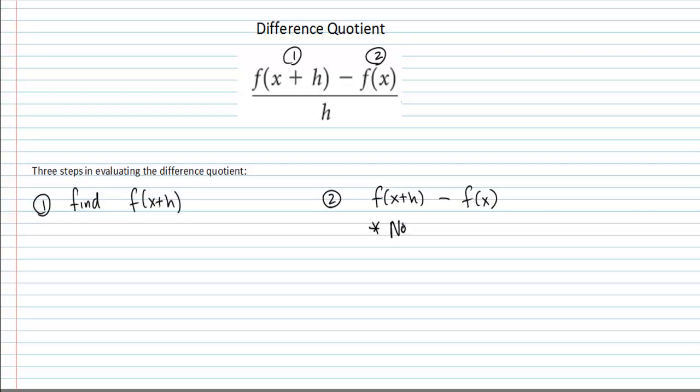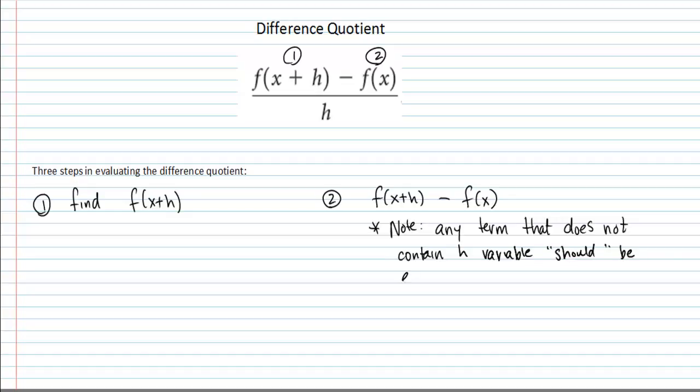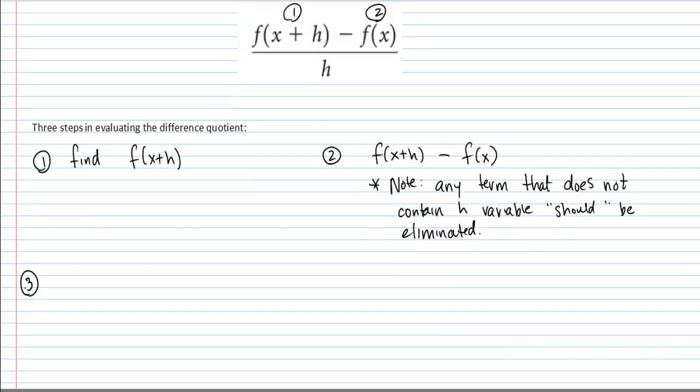Note in step 2, any term that does not contain an h variable should be eliminated. And in step 3, take step 2, f of x plus h minus f of x, and divide it by h.